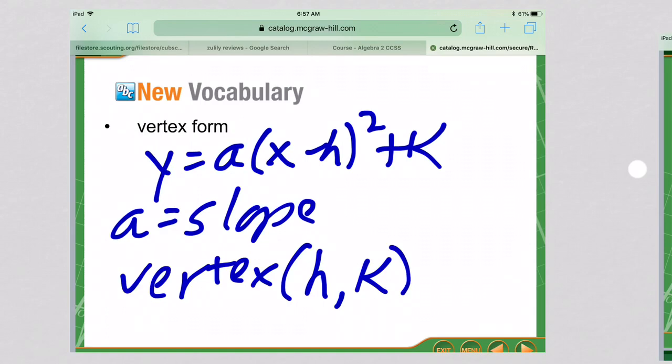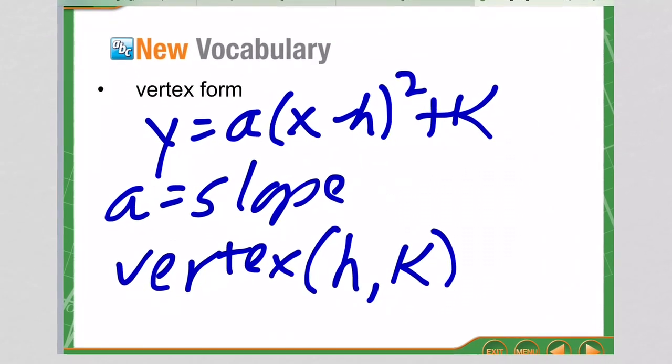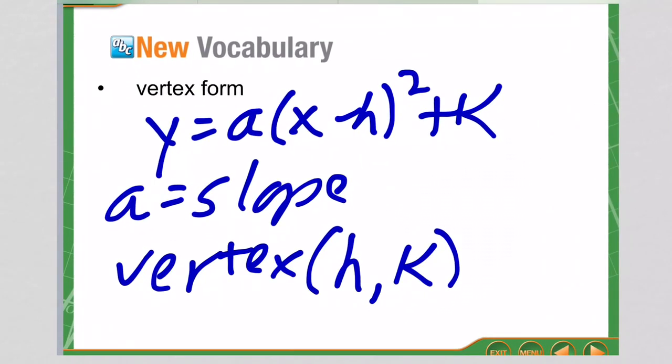So today we're going to talk about what is vertex form. So here we have vertex form. We have y equals a times x minus h all squared plus k. A stands for your slope, so yes, still rise over run, and your vertex is h comma k.